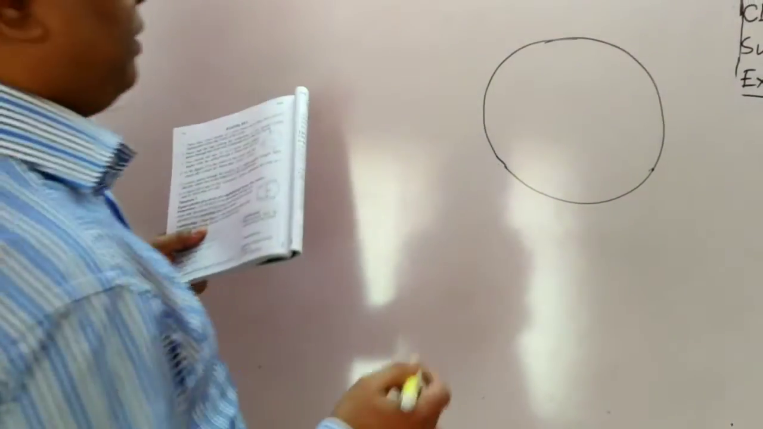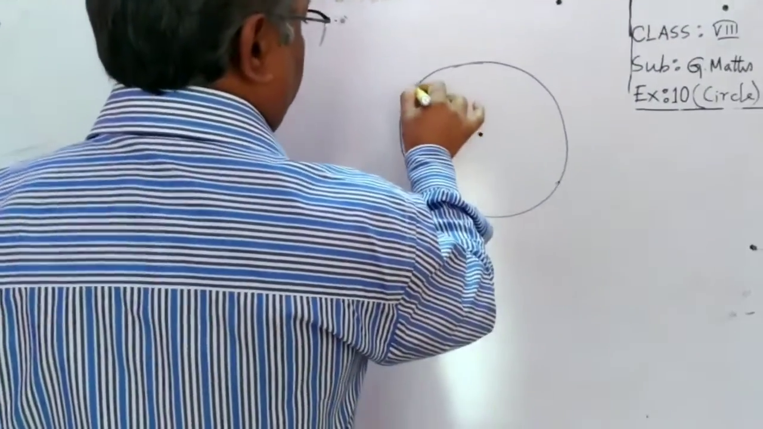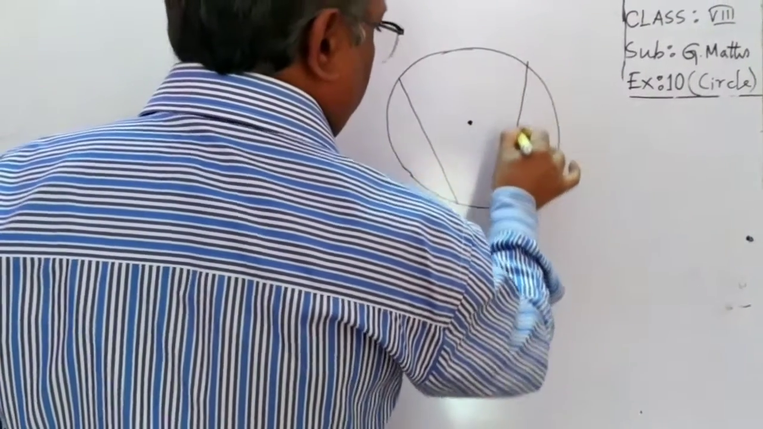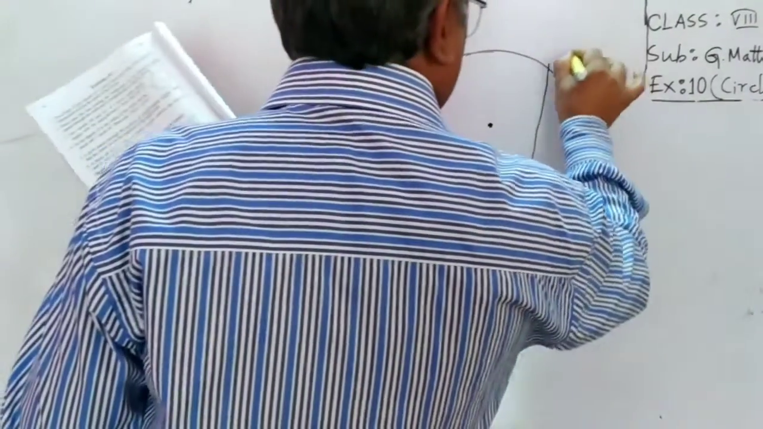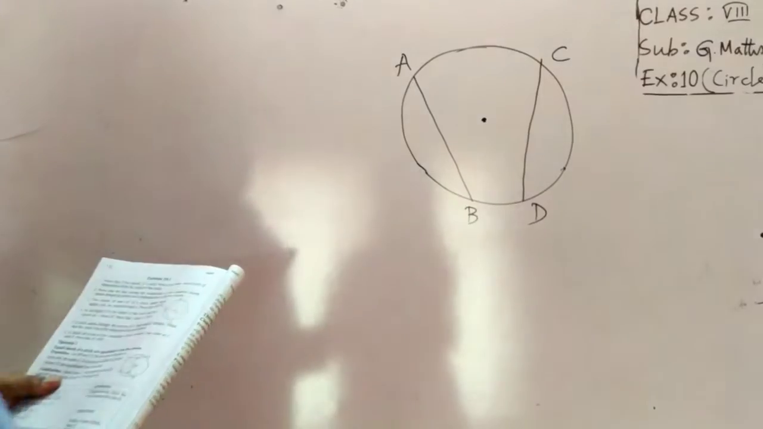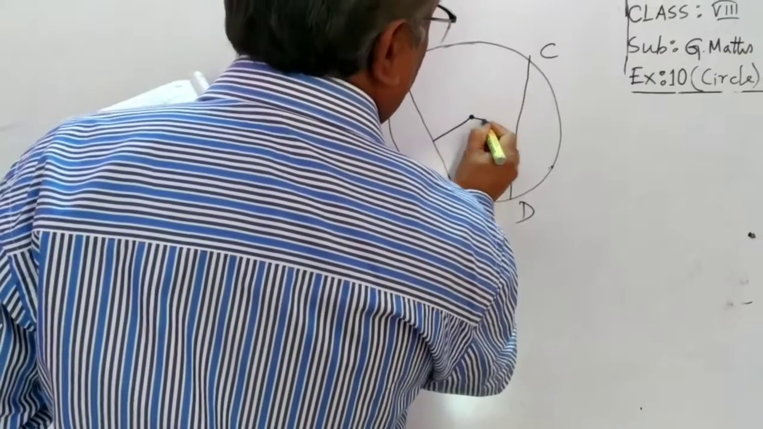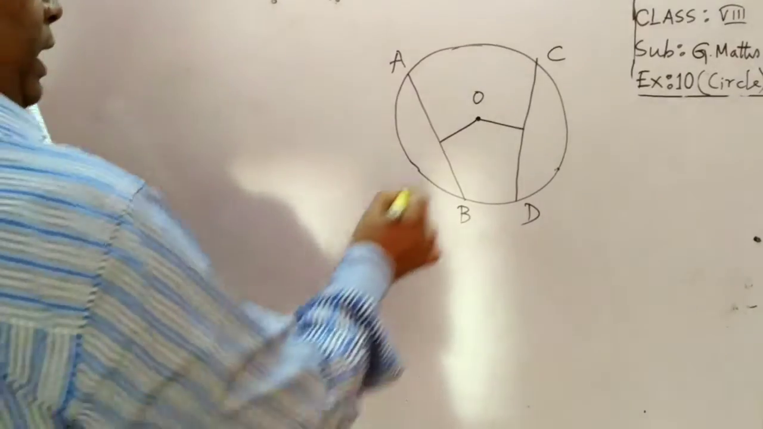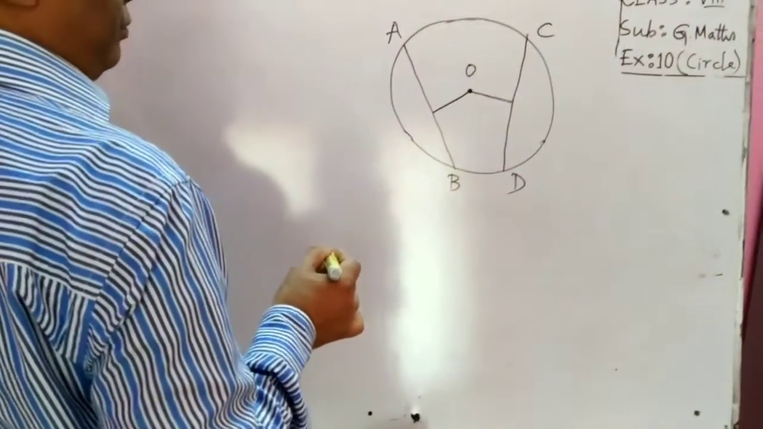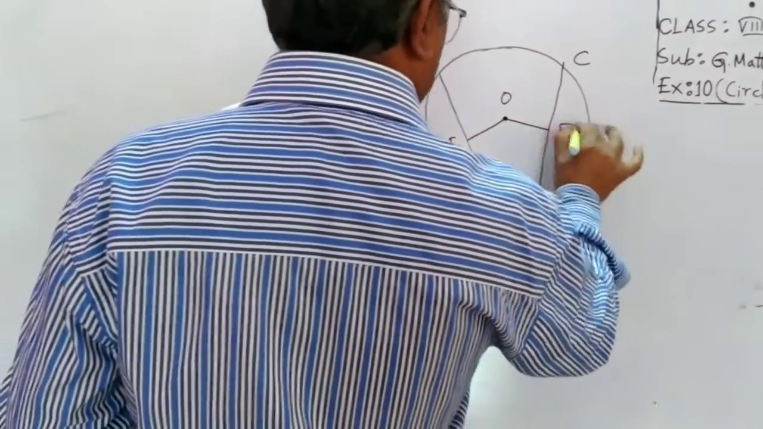Equal chords of a circle are equidistant from the center. Equal chords. Here center O, and AB and CD are two equal chords. OE and OF are the perpendicular distances from the center on AB and CD respectively.